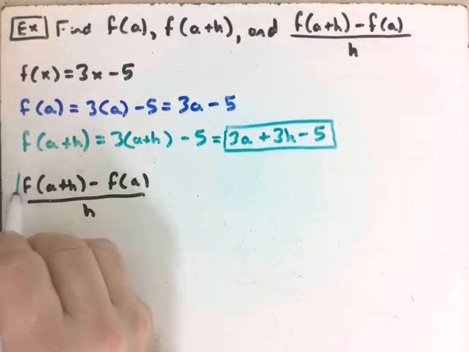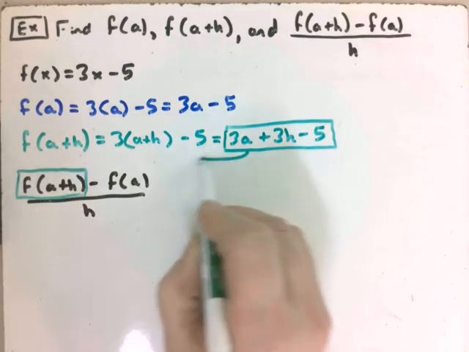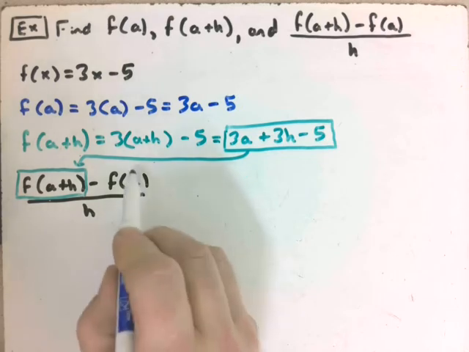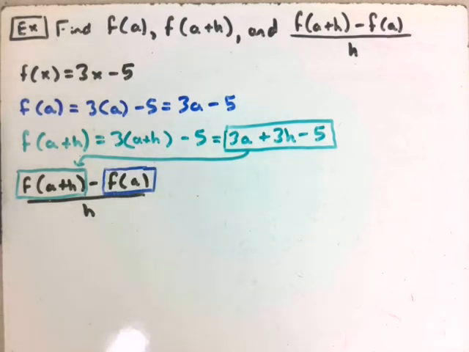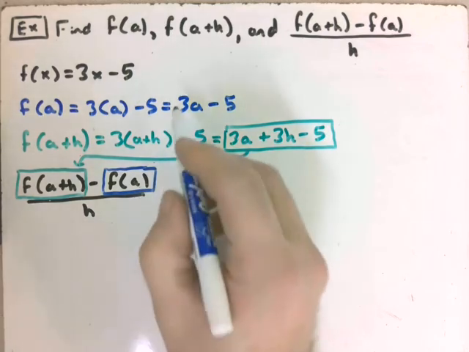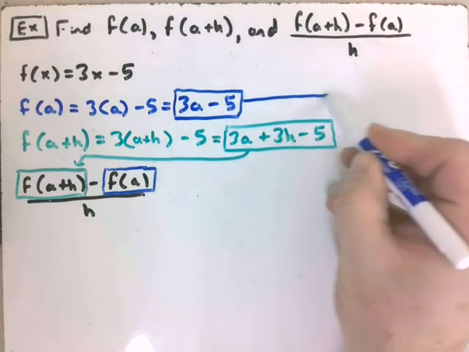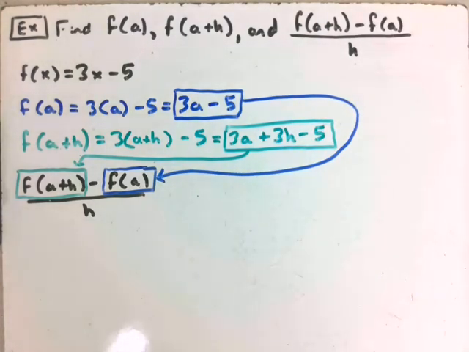So in place of f of a plus h here, we can put in that 3a plus 3h minus 5. Then there's a subtraction symbol, and after that we are supposed to put in f of a, and we've calculated that already also. So we're going to take that and put that in place of that f of a up above.